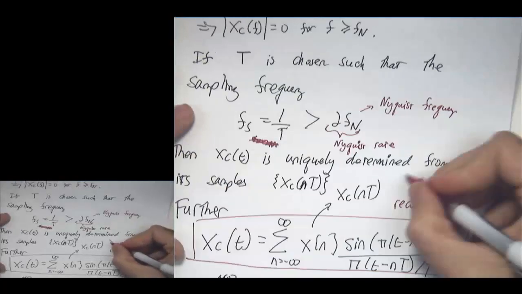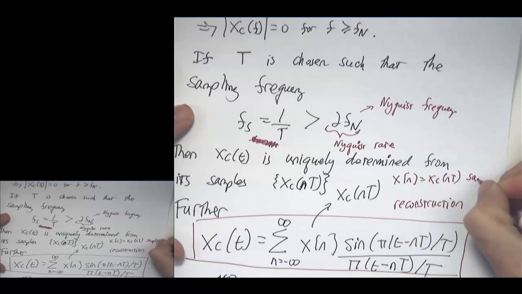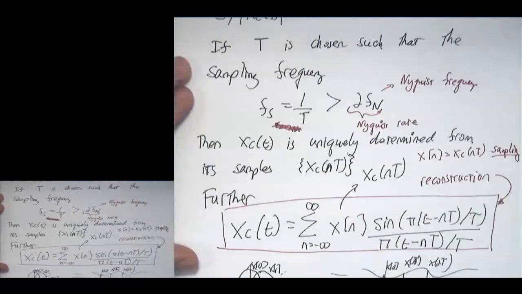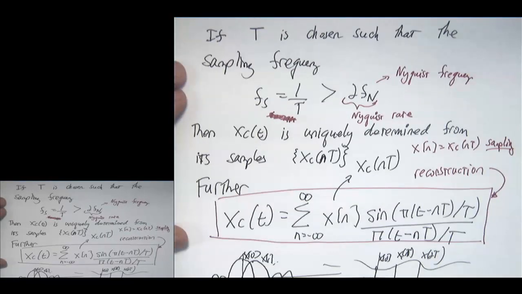So the sampling formula would just be x of n is equal to xc of nt. That would be sampling, and then this would be reconstruction down here. In the time domain, the sampling is very easy, and the reconstruction is hard, because the reconstruction involves doing the sum over all these shifted sinc functions. And the sampling is just taking one out of every one of these samples every t here.